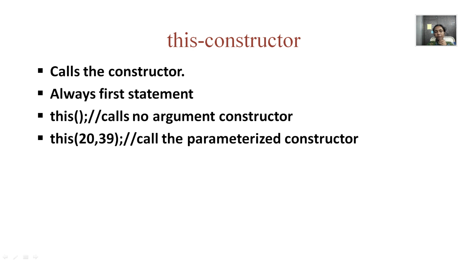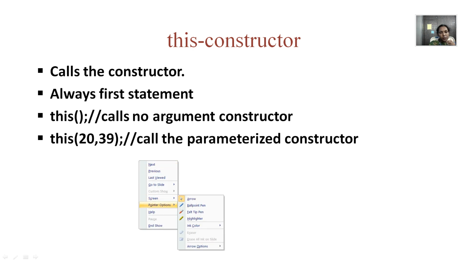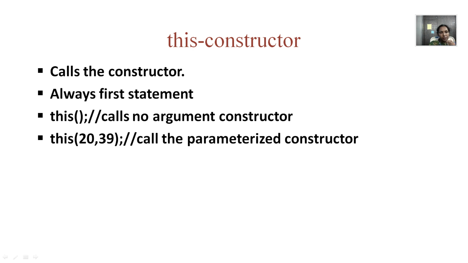Whenever you want to call a constructor using this keyword, you use a statement called this of parentheses with a semicolon. Always consider this as the first statement. And as you can observe here, there are two syntaxes. One is this with no parameters, which indicates it is calling a constructor without any parameters.